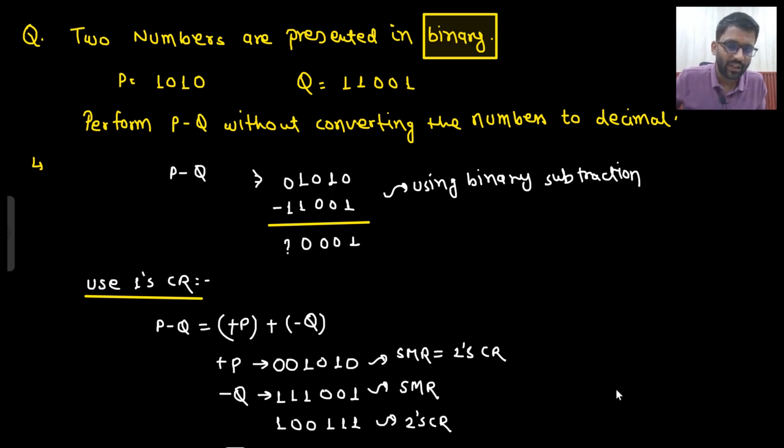So now you will perform the, okay, I am doing it using 2's complement. So let's write 2's complement here. Using 2's complement representation. So this I have converted into 2's complement. Now you can perform the addition. So what you will do? 0, 0, 1, 0, 1, 0 and 1, 0, 0, 1, 1, 1.